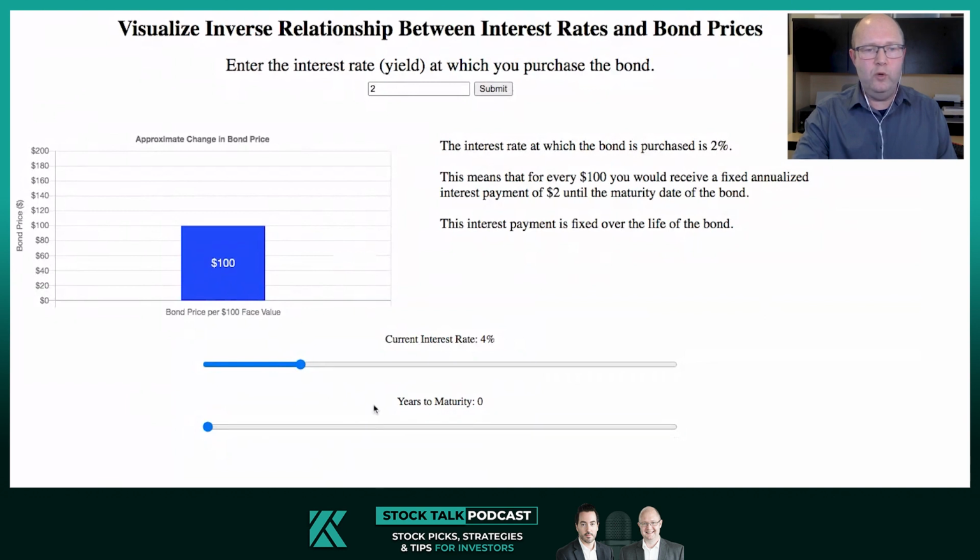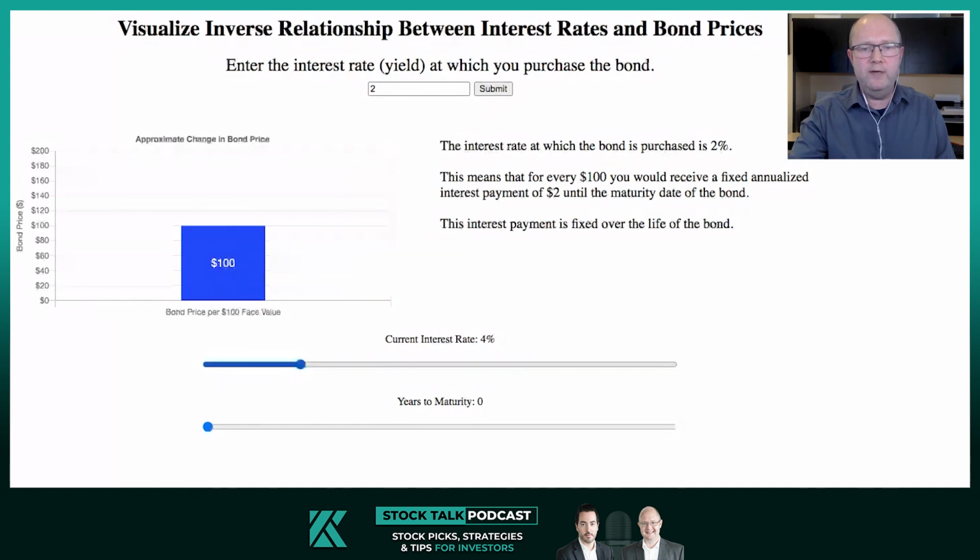Now, if the time to maturity is 0, which basically means that your bond is up and you're going to get your money back, then it's always going to trade at par, right? It's going to trade at $100. It doesn't matter what the interest rate is. The interest rate could go up to 20%. Not saying that it will, but that essentially means it's time for you to be repaid. So you have no interest rate sensitivity.